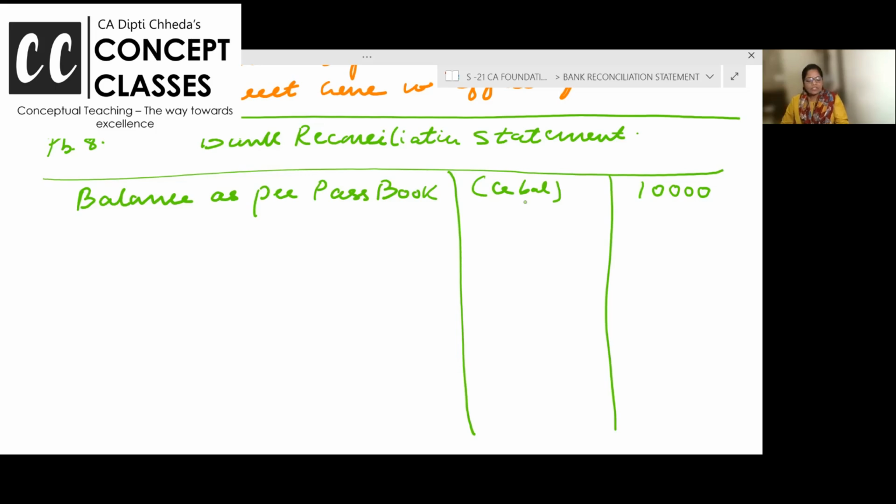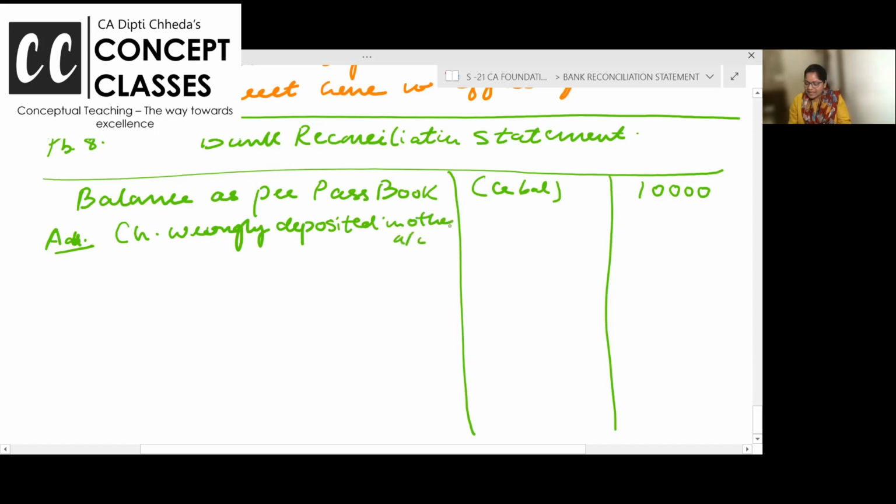शुरू करें. चलो. Bank collected a check of 500 on behalf of Sri Krishna, but wrongly credited to some other account. So if they credit in my account, this is already credit. What will I write? Check wrongly deposited in other account. 500.